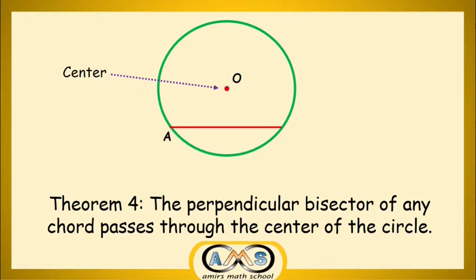If we draw any chord for this circle, that is AB, to draw the perpendicular bisector of this AB, first we have to look at the midpoint. This one is the midpoint, and the perpendicular on this midpoint is the perpendicular bisector of this chord AB. And this perpendicular bisector of any chord passes through the center. If we draw any perpendicular bisector of any chord, it will pass through the center of the circle.